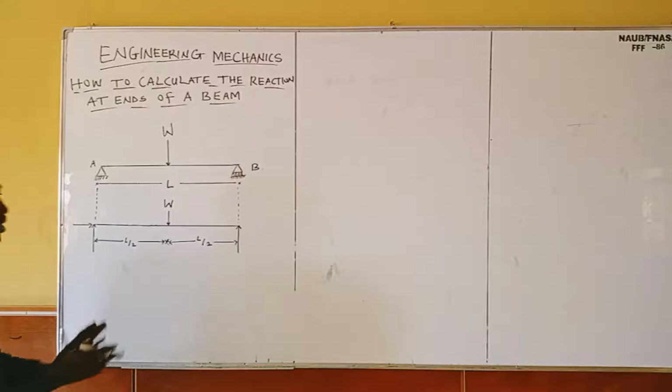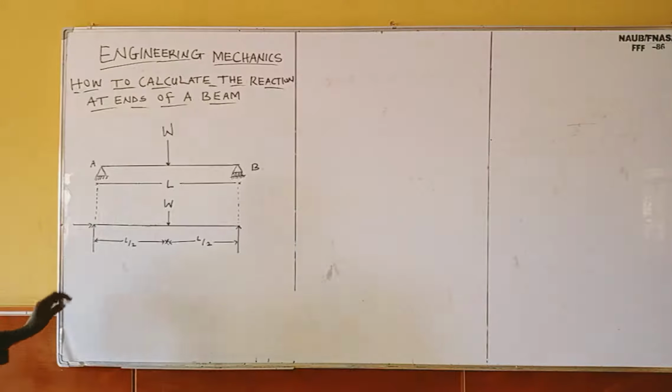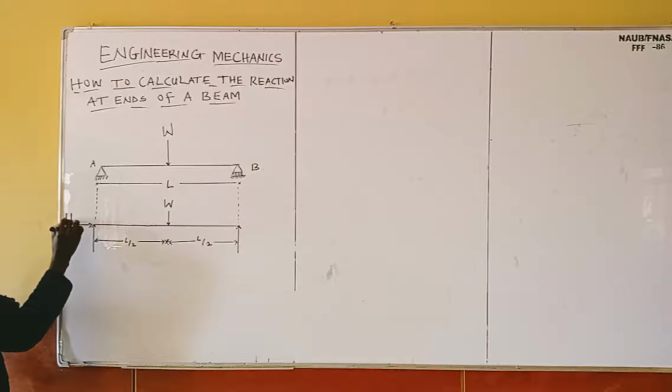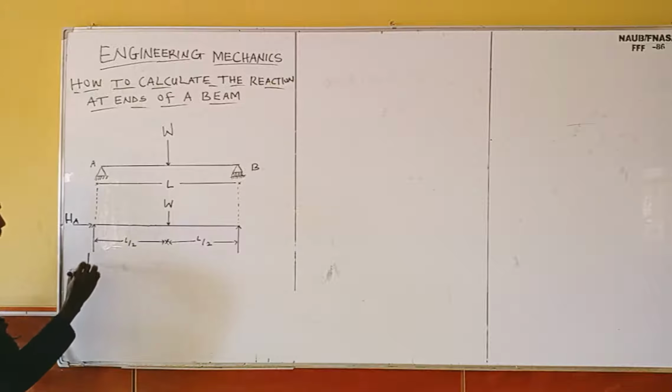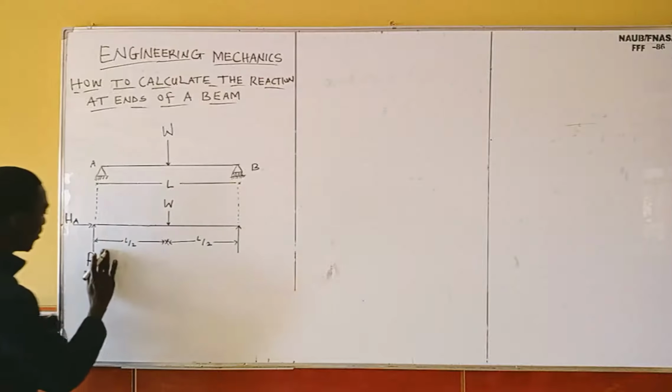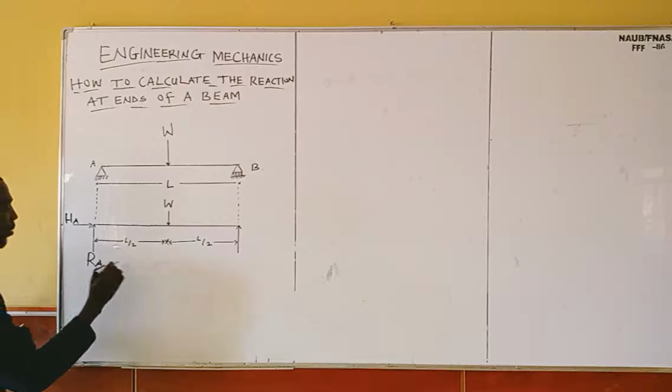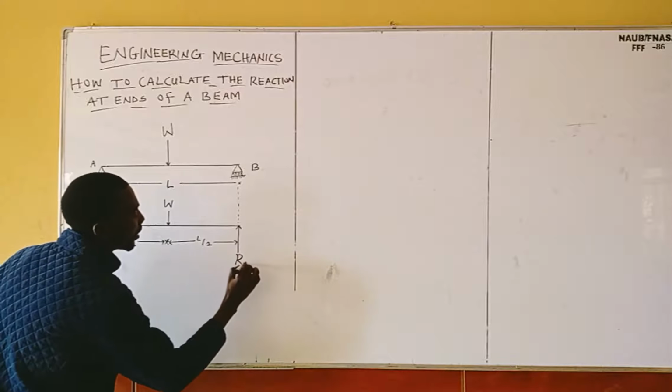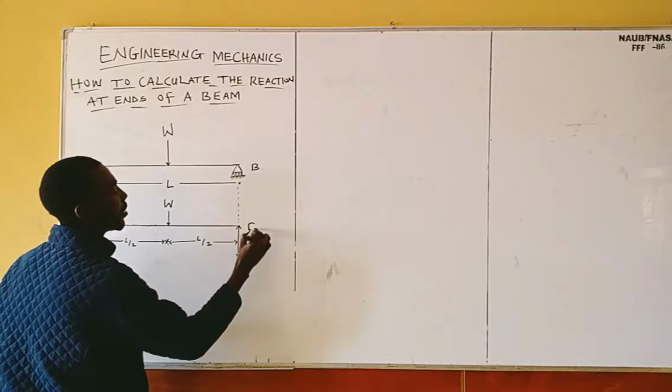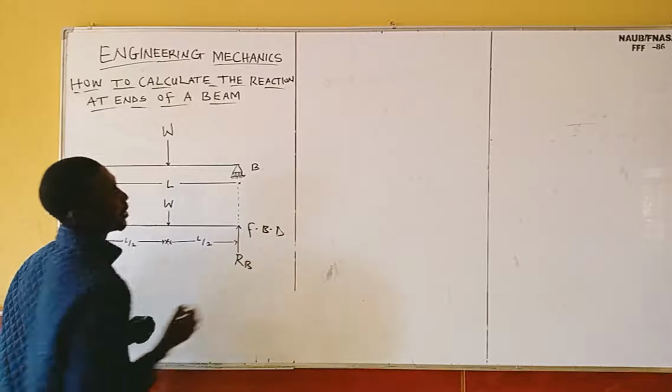Everything has been explained. So here, this is our vertical reaction. This is also a vertical reaction. This is a horizontal reaction. So we have a horizontal reaction and a vertical reaction at point A, and a vertical reaction at point B. Don't forget that this is our free body diagram.